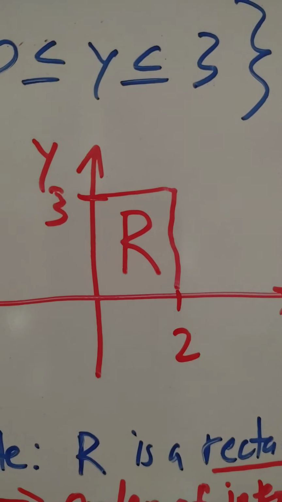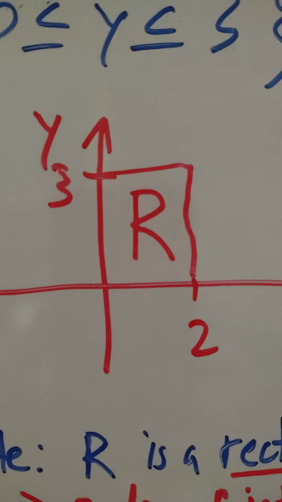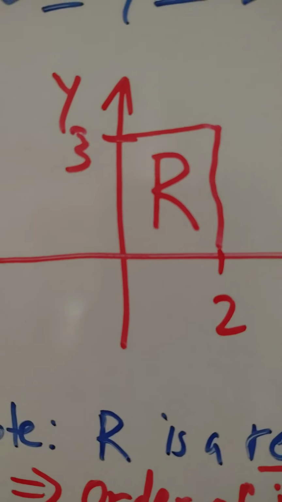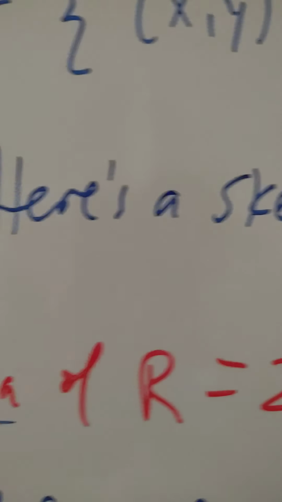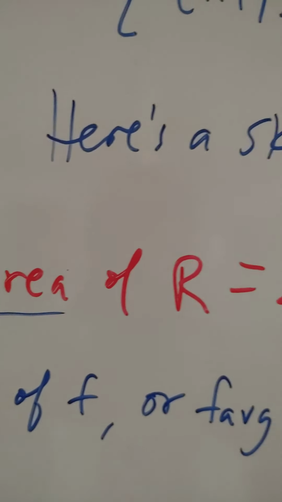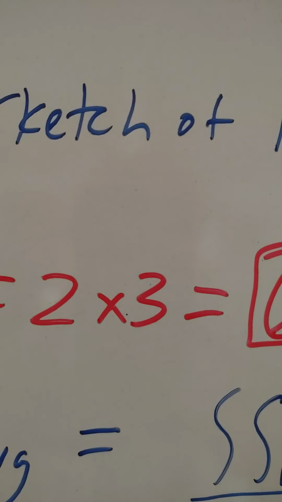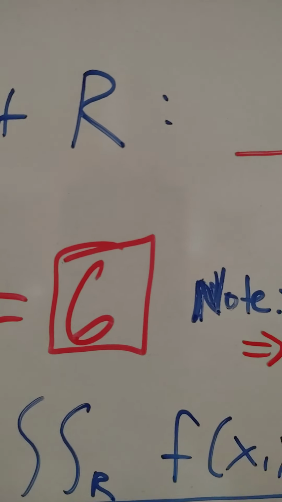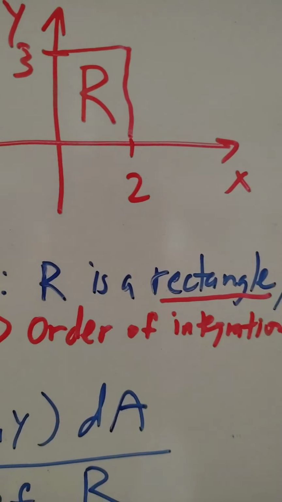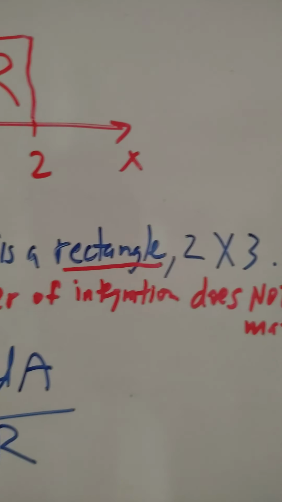And we're going to have to know what the area of the region is because that's going to be part of our formula for average value. So area of R is simply 2 times 3 because the area of a rectangle is length times width. And of course 2 times 3 is 6. So note, R is a rectangle, 2 by 3.